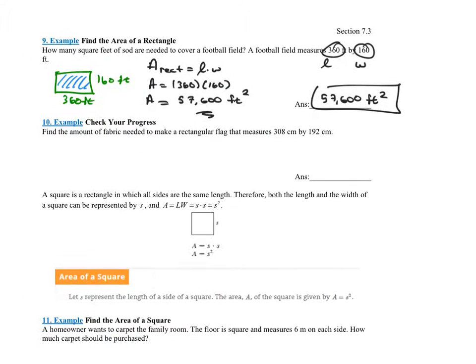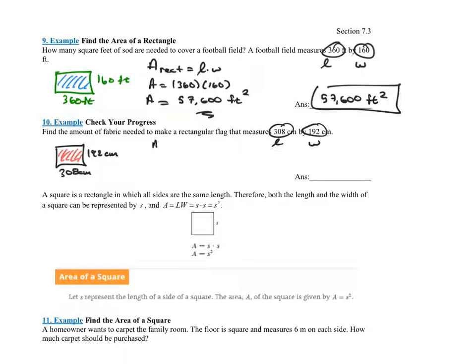Okay. Let's look at number 10. It says find the amount of fabric needed to make a rectangular flag that measures 308 centimeters by 192 centimeters. Again, we're dealing with a rectangle here. We have 308 centimeters for the length. We have 192 centimeters for the width. I'm going to go ahead and label those. I know that it's in terms of centimeters, and we're finding the amount of fabric, so we need to find what's the area of the inside.